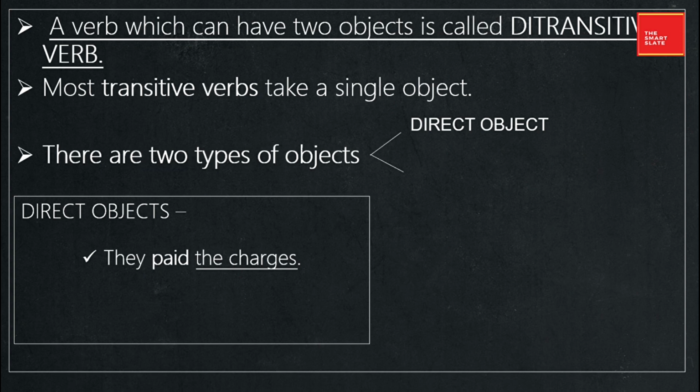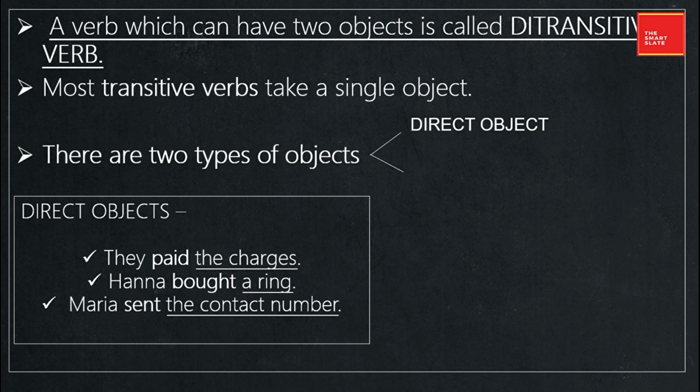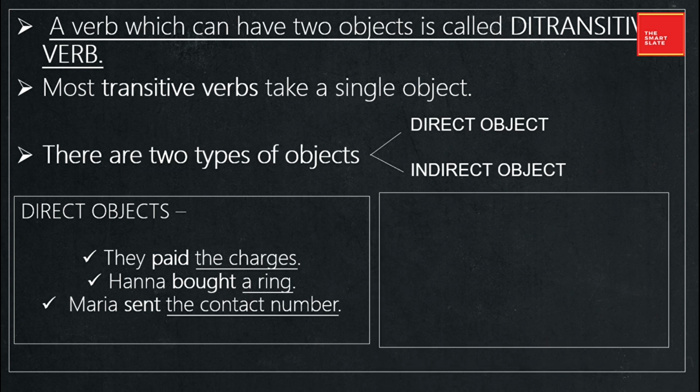And here we can understand it that it is a direct object because we can easily identify it. There is no hidden object here that we need to think that okay, this can be an object. So they paid the charges. Second sentence is Hannah bought a ring. Maria sent the contact number. So charges, ring, and contact number are the objects respectively, and the transitive verbs here are paid, bought, and sent. And the subjects here are they, Hannah and Maria respectively. But in case of indirect objects, we'll understand using the similar sentences or the same sentences.